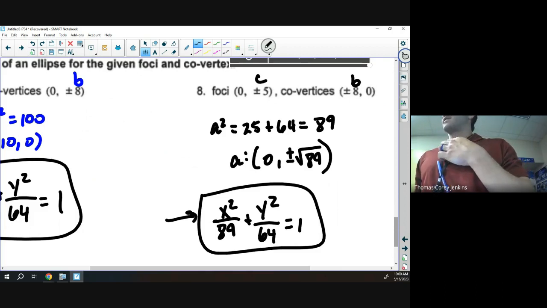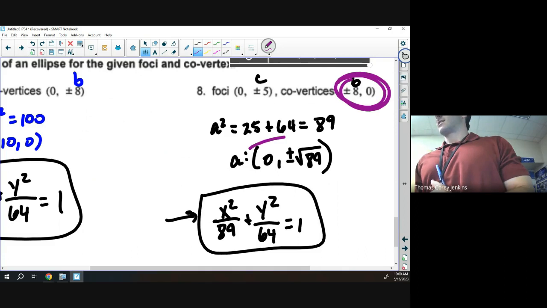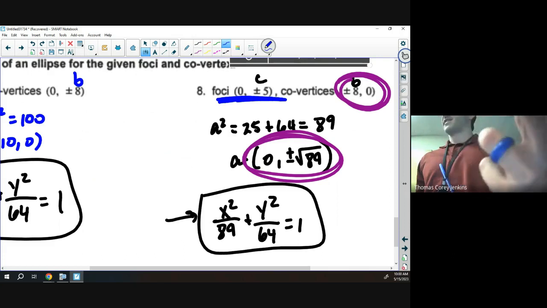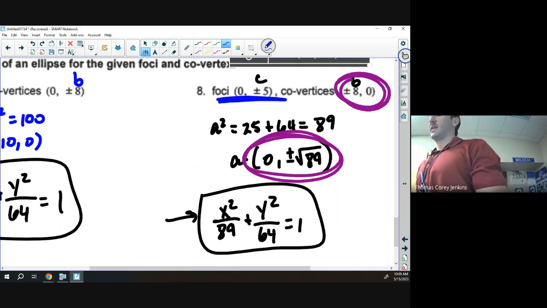How do you know if it's 0 comma square root of 89 versus square root of 89 comma 0? So I would just say a couple ways. If one vertex is already an x coordinate, then the other vertex has to be a y coordinate. That's one way. Or you can also go back to the definition and focus is always on the same axis as your major vertex or your A. So A and the focus are always on the same axis. Does that make sense? Yeah. All right. And then just again, if B is an x coordinate, then A would have to be a y coordinate. Okay. So kind of two ways to tell. Good question. Anybody got anything else?